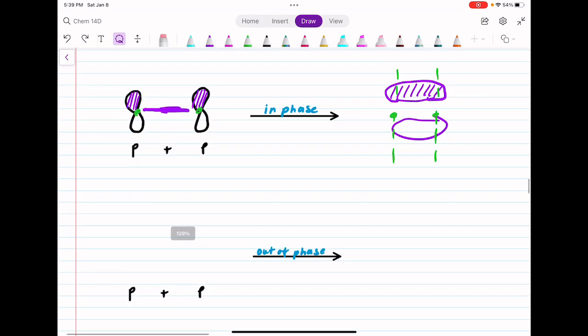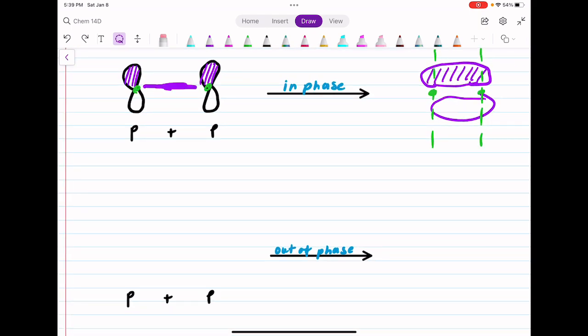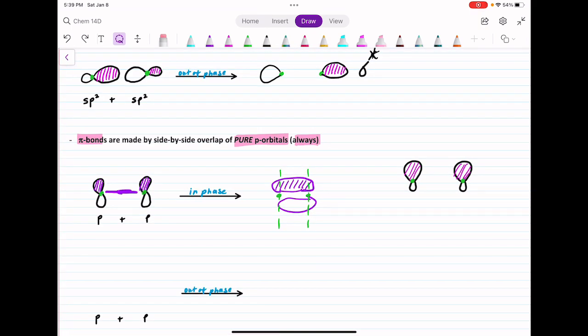Okay, and then finally, anti-bonding. Actually, before we move on to anti-bonding, why do we use pure p orbitals rather than hybrid orbitals? We don't use pure s orbitals because hydrogen is never going to form a pi bond, so that's not an option on the table. But why are they pure p orbitals rather than hybrid orbitals?